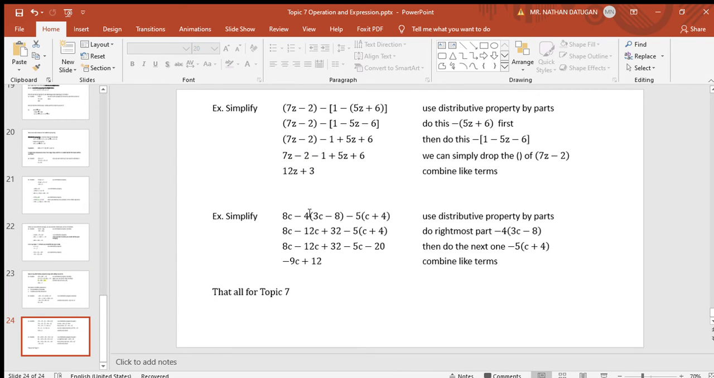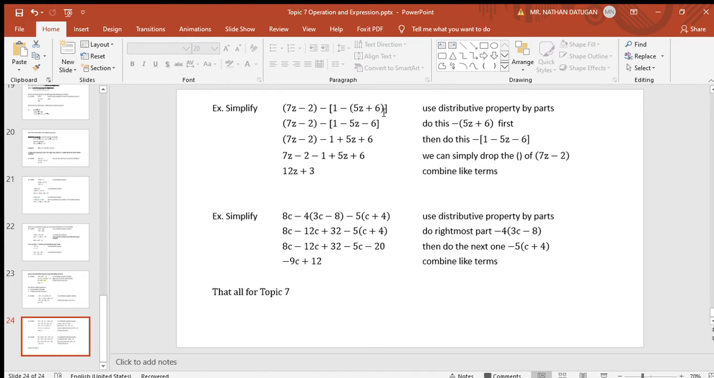Okay, so here's the last few examples. We have 7z minus 2 minus 5z plus 6 subtracted from this. So what do we do? Well, first thing first, we will do the distribution property by parts. So how do you know which distribution property you should do first? Well, again, do the innermost parentheses first.